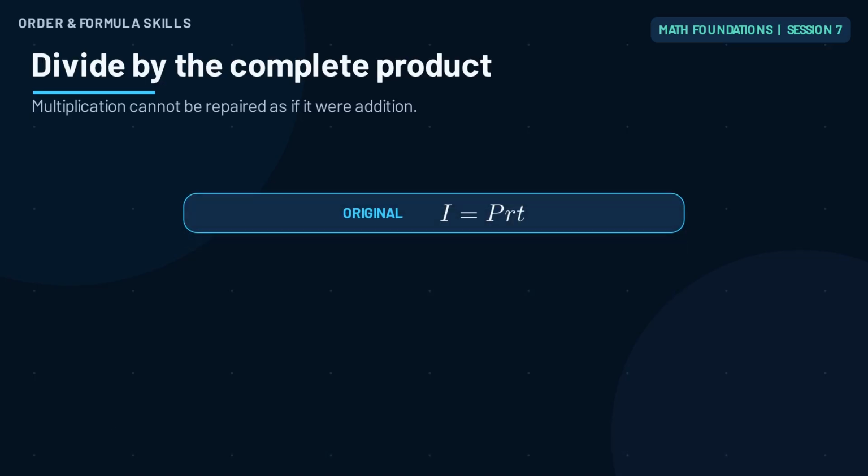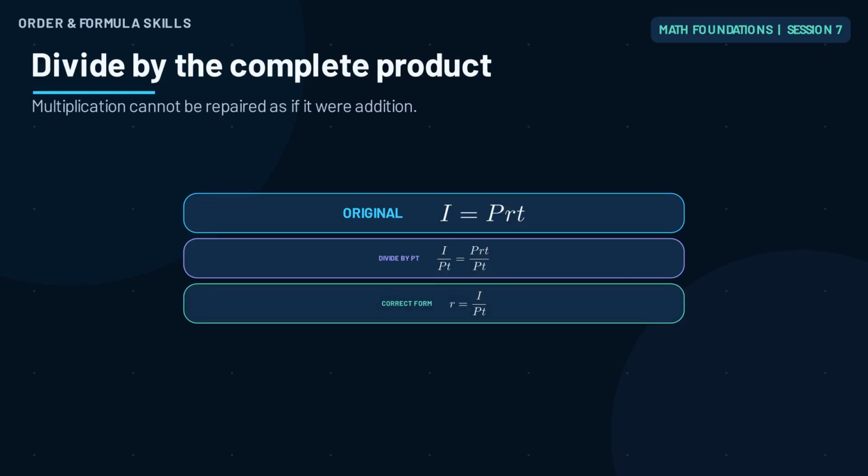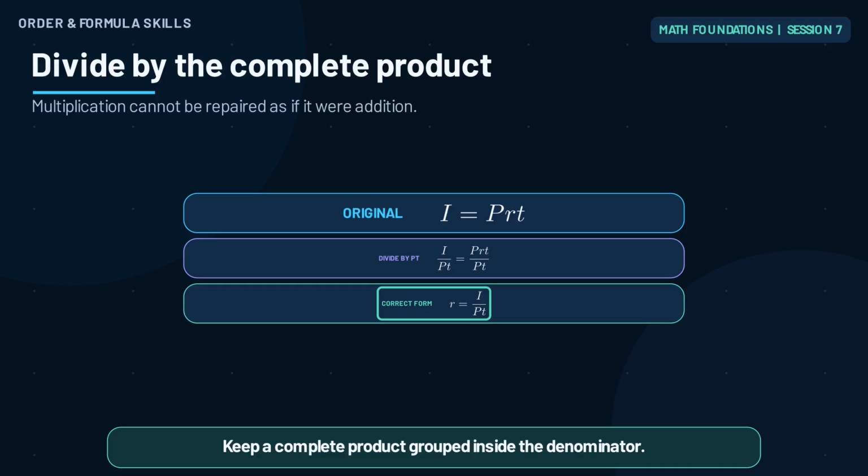Return to I equals PRT. Divide both sides by the full product PT. The correct form is R equals I divided by open parenthesis PT close parenthesis. Substitution into this form reproduces the original interest equation. Keep a product grouped when the entire product belongs in a denominator. Operation symbols determine the inverse step.